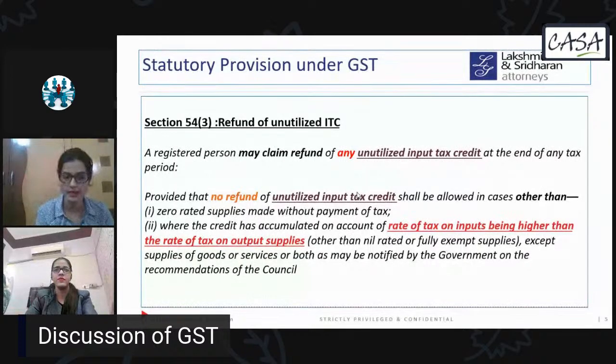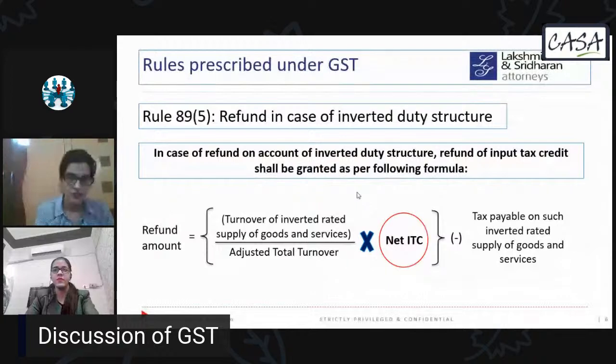So I'll go now. There is this rule 89(5), which basically speaks about the formula of calculation of this inverted duty structure. So here the question arises, how to compute the amount for which you can go to the department and claim refund. If you see, there is this refund amount formula given under rule 89(5), which says that refund amount shall be equal to turnover of inverted rated supply of goods and services divided by adjusted total turnover into net ITC minus tax payable on such inverted rated supply of goods and services.